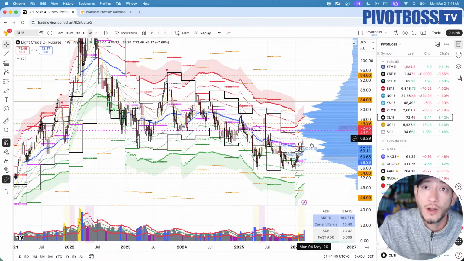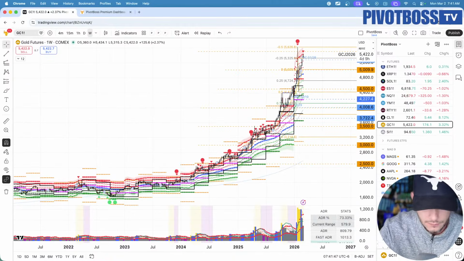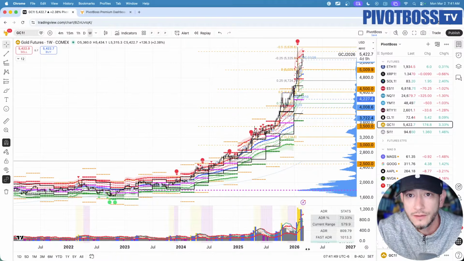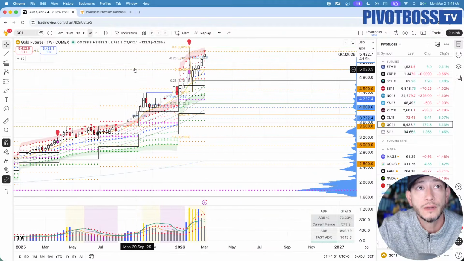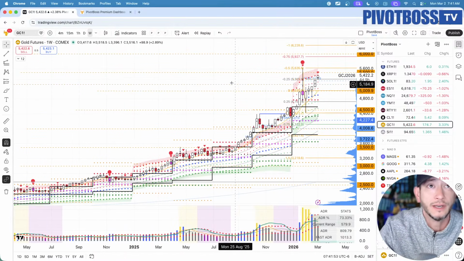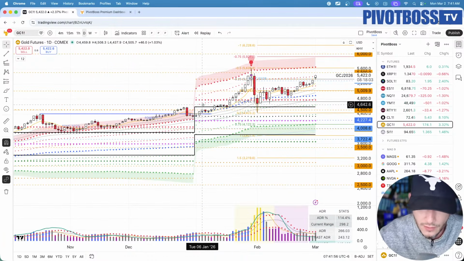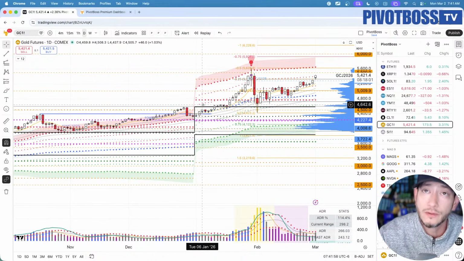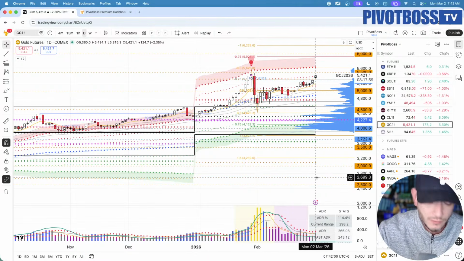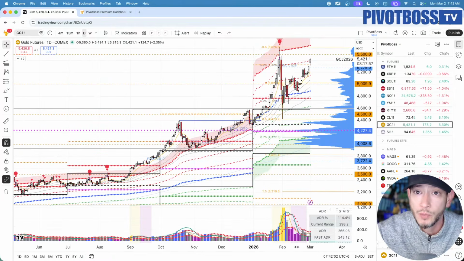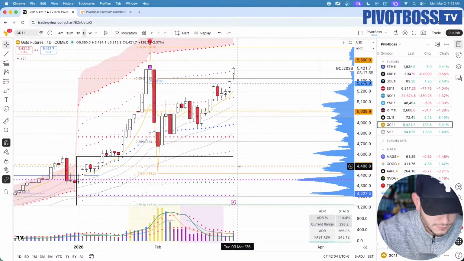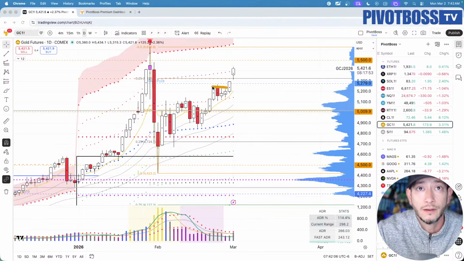Okay, jumping on to gold. Let's look at gold right here. This is gold and a big time push to the upside. Now, if we take a look at gold from a multi-day perspective, we've gotten our upside break, and that's what we were looking for. This upside break right there.